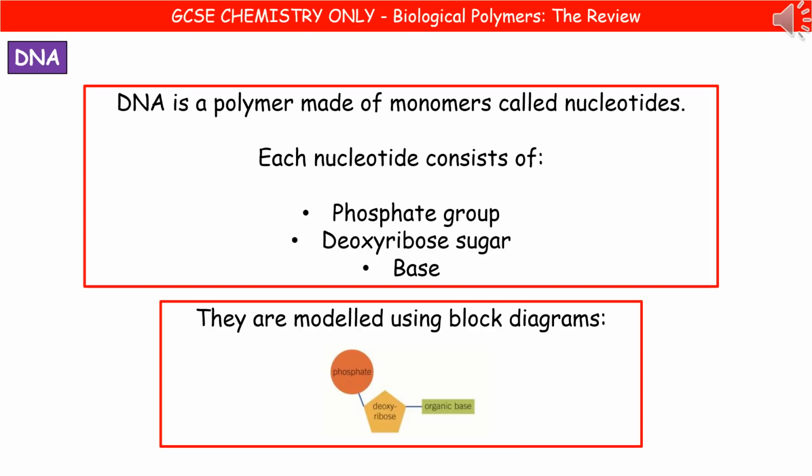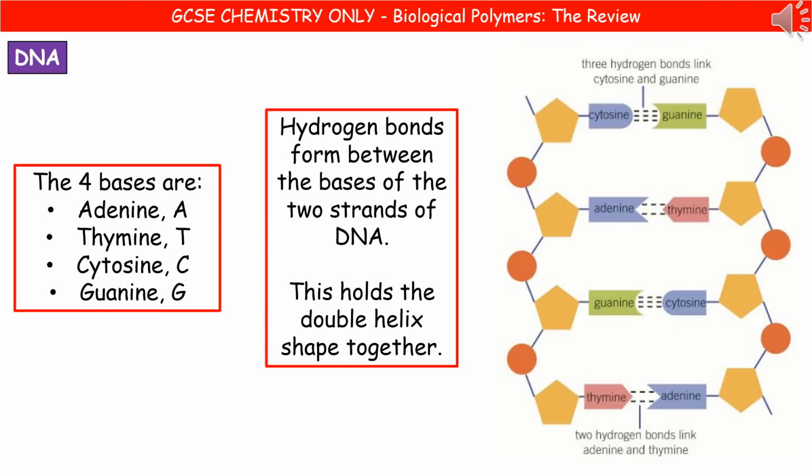The next kind of polymers you need to know about are the biological polymers. So the first example of this is DNA. Now, DNA is a polymer that's made from the monomers of the nucleotides. And each nucleotide has three key parts: the phosphate group, the deoxyribose sugar, and the base. They have asked you before about the block diagram that we can use to model a nucleotide, which is shown at the bottom there. So a circle for a phosphate, we've got our little pentagon for our deoxyribose, and then the organic base is the rectangle off to the right.